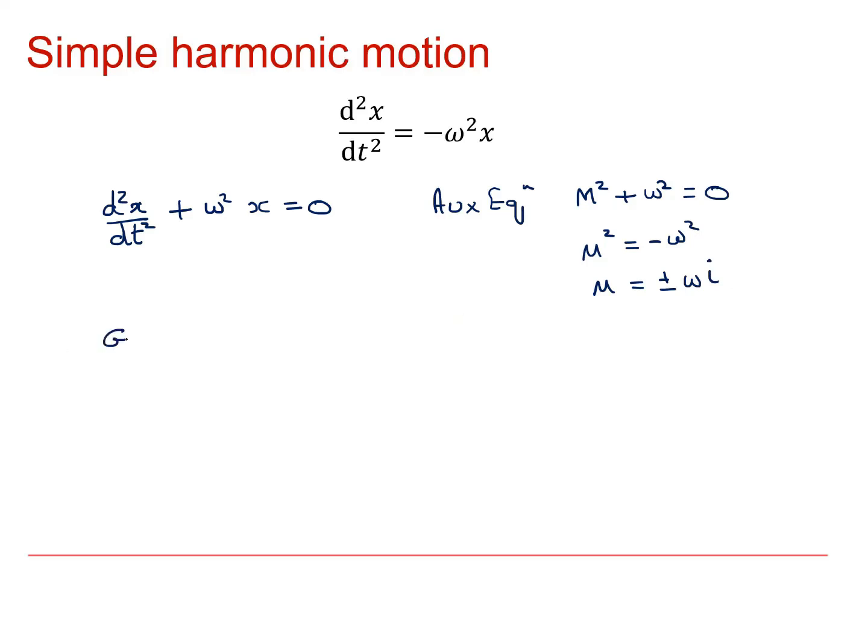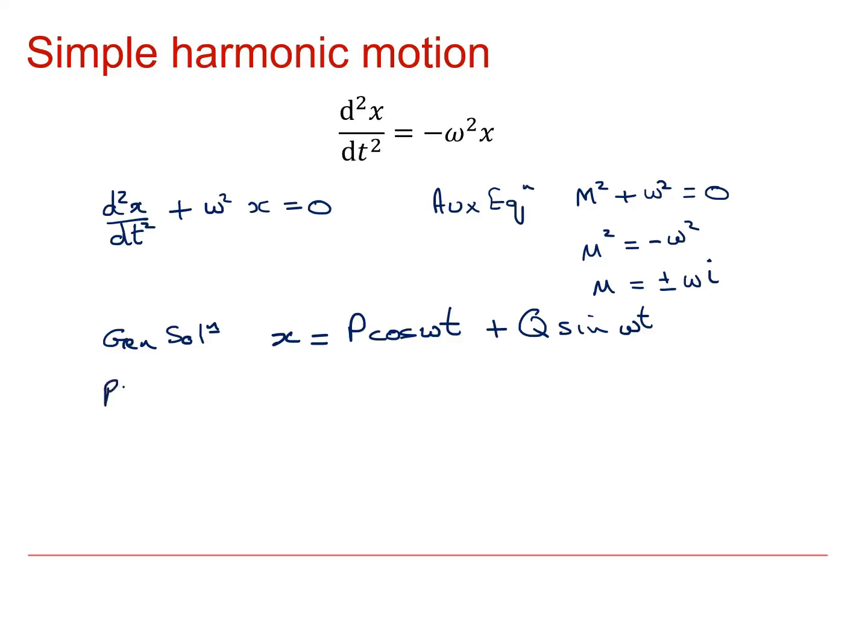Now that gives me a general solution of x equals some multiple of cos omega t plus some multiple of sine omega t. And notice that x is the dependent variable on t here, so it's x and t that we've got in our solution.